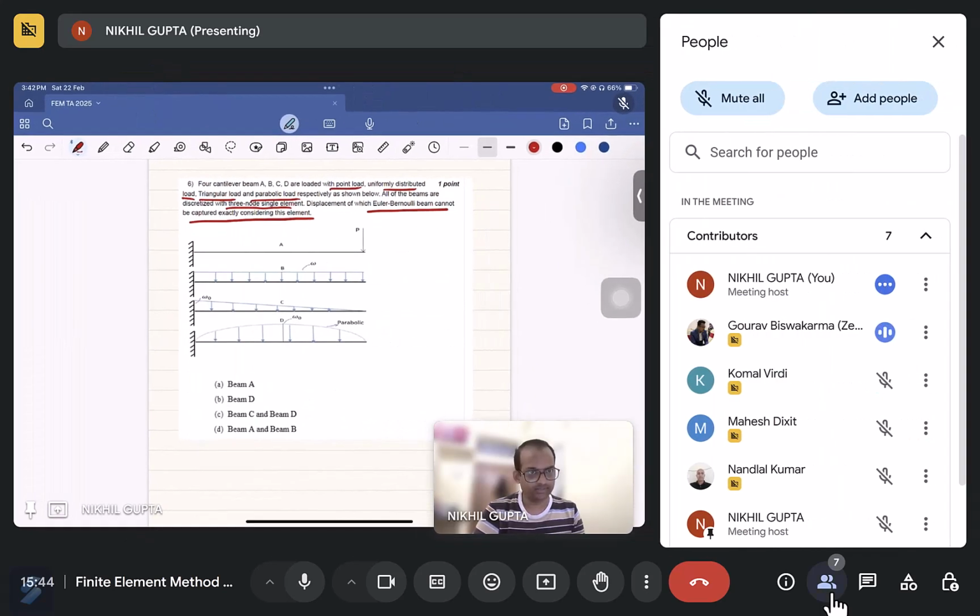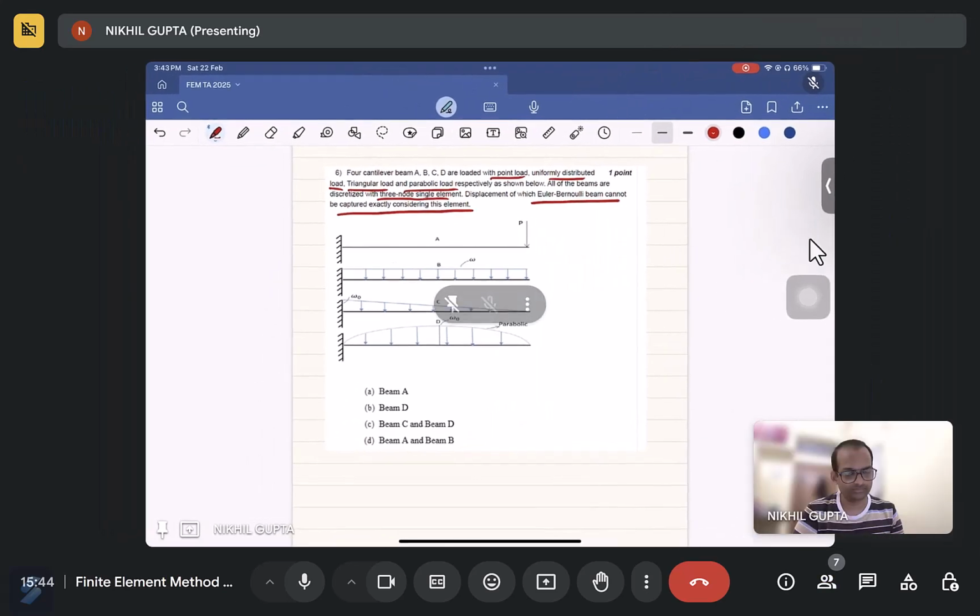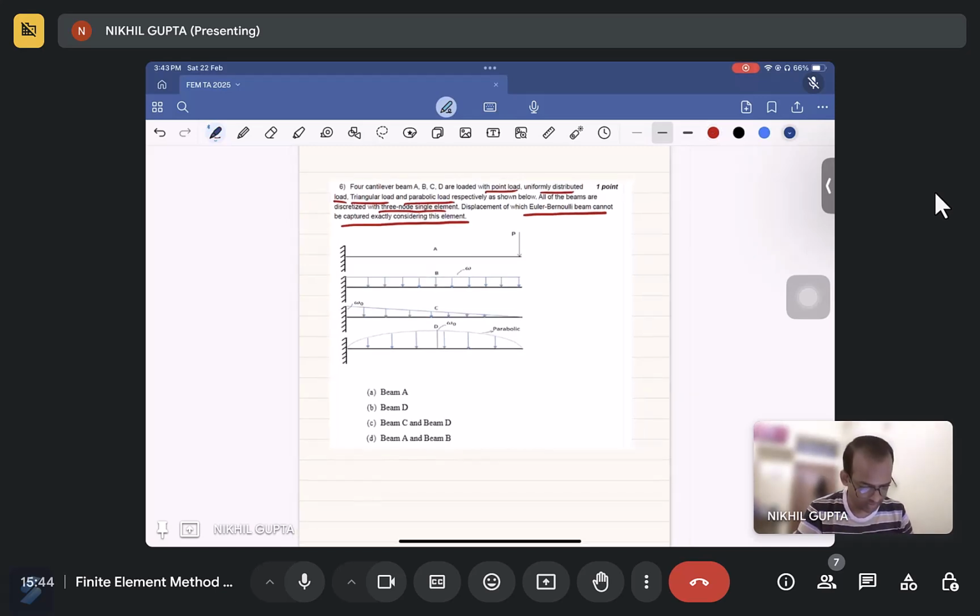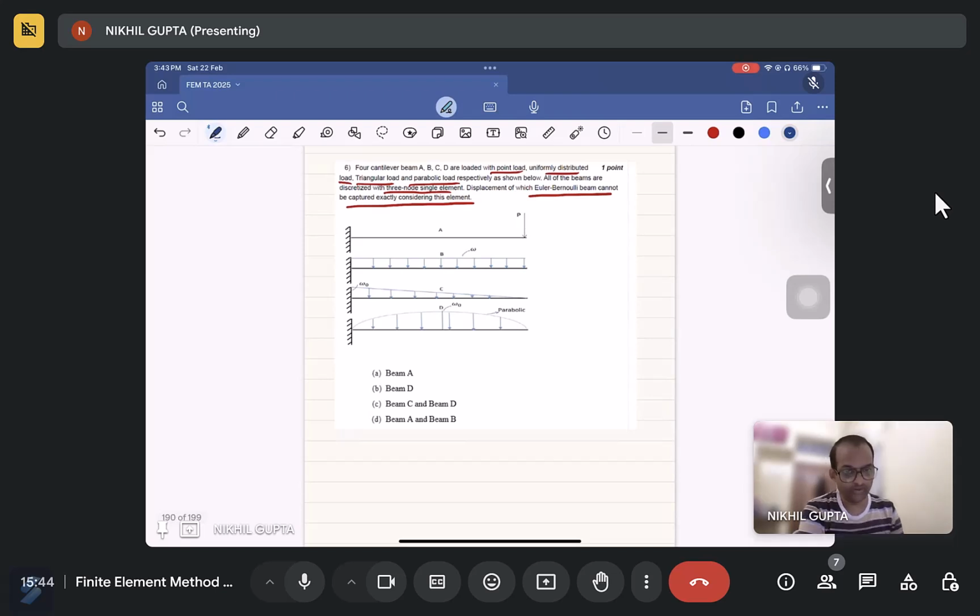Correct. And for the first question, a simple cantilever with point load, we know the deflection is PL cubed by 3EI, so 3 degrees, so it will be solved. Correct. So what Gaurav said, I'll tell you.